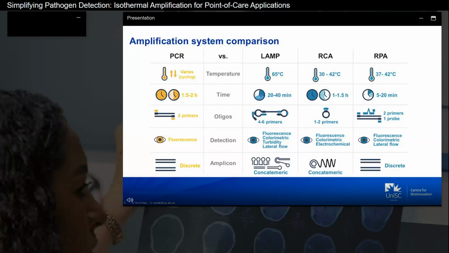Lastly, the amplicons produced vary between these 3 techniques. RPA generates discrete amplicons similar to PCR, while LAMP and RCA produce concatemeric amplicons, which in general means the amplified sequences are linked together in long repeating chains.